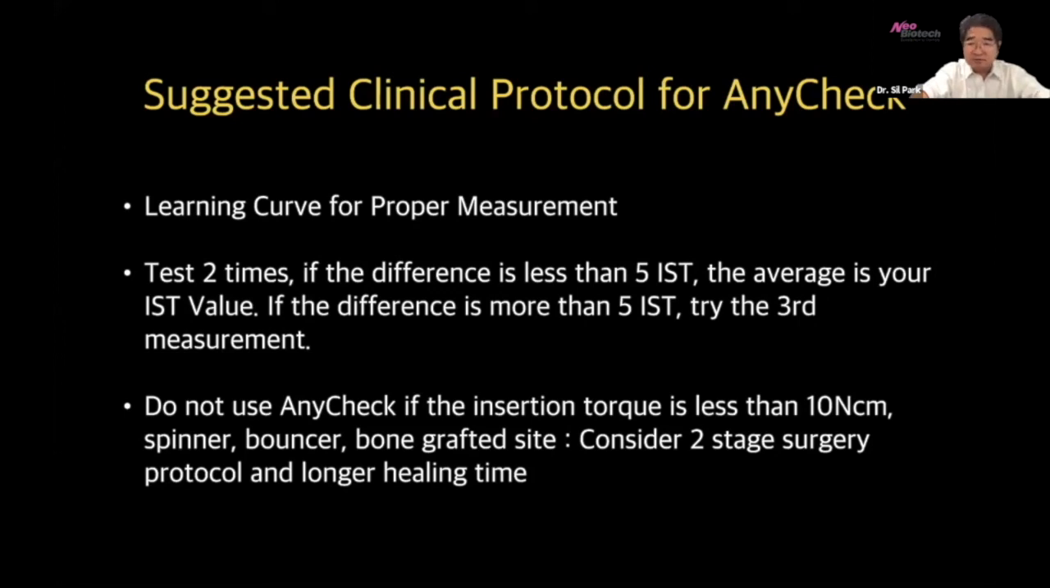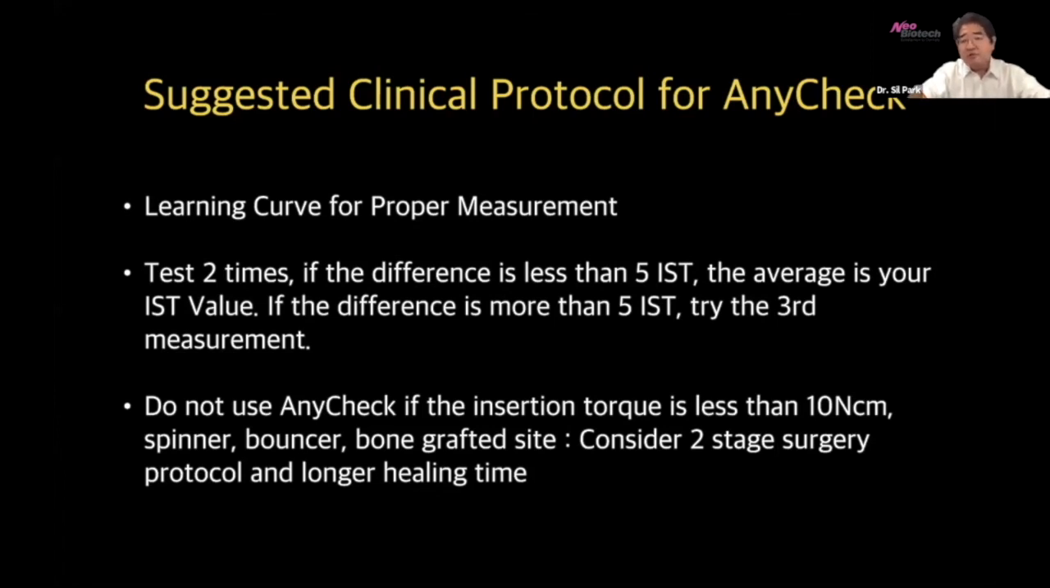Anycheck, Ostell, Periotest, Penguin, forget it. It's already not that great. So if your implant insertion torque is less than 10 Newton centimeter, leave it alone. If your implant is a spinner, leave it alone. Bouncer, leave it alone. And also, if you do the bone graft side, then don't do that.